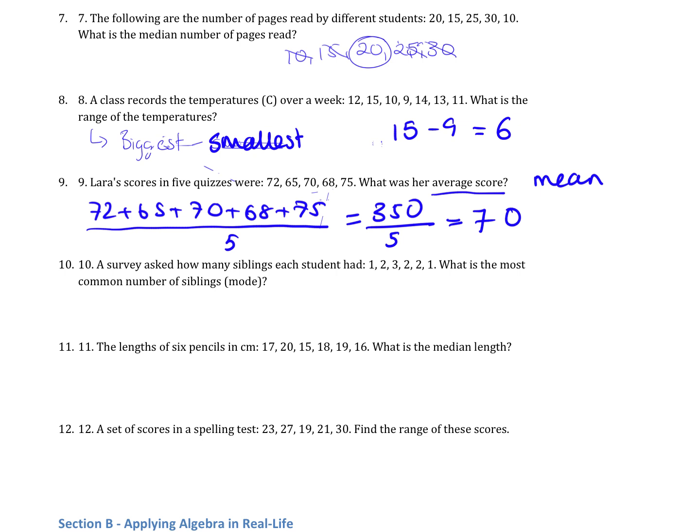A survey asked how many siblings each student had. 1, 2, 3, 2, 2, 1. What is the most common number of siblings? So what's my mode? 2. So the one that occurs most often.